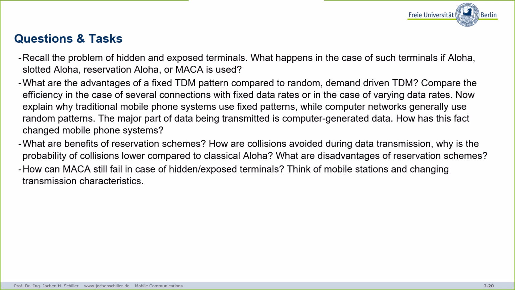Okay, so we went through all the questions. Are there some more questions from your side? Just think of it for a minute. So I've put the new material in the net, and next time we will cover the remaining part of this chapter 3, and we'll start then with GSM and telco networks.